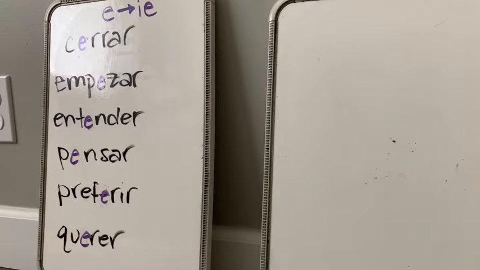So chicos, this is our list of stem changing verbs that we are going to be using. It might be a little hard to tell, but in each of these, I've replaced one black letter with a purple one because that is the letter that we are going to change.